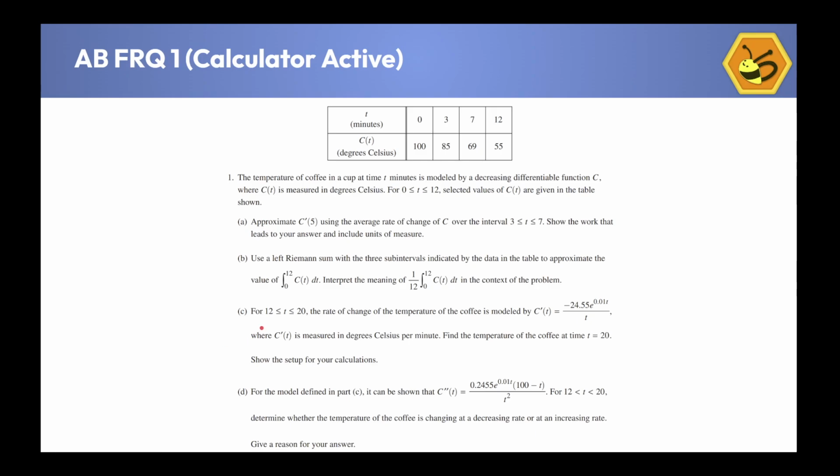So let's read the question together. For 12 to 20, the rate of change of the temperature of the coffee is modeled by negative 24.55 e to the power 0.01 t over t, where the derivative is measured in degrees Celsius per minute. Find the temperature of the coffee at time t equals 20. Show the setup for your calculations. And a reminder that you can use your graphing calculators.